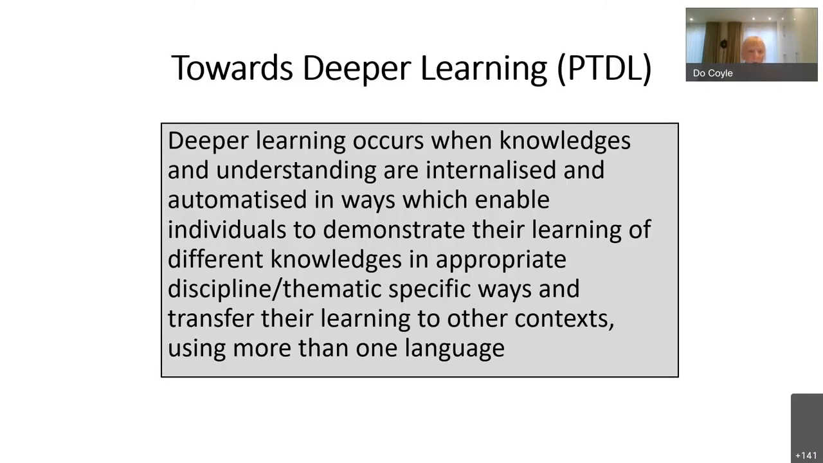Now, we know these definitions. We know that deeper learning occurs when knowledges and understanding are internalized and automatized in ways which enable the learners to talk about their learning, to demonstrate in whatever ways we're wanting them to do as educators, their learning of different knowledges in different discipline and thematic specific ways whilst transferring their learning to other contexts. Now, I could spend hours just simply analyzing that statement. Again, another one that's so easy to say, but actually requires an awful lot of analysis in terms of design.